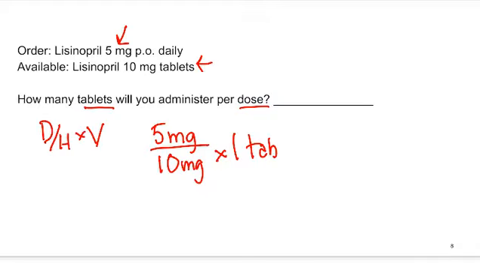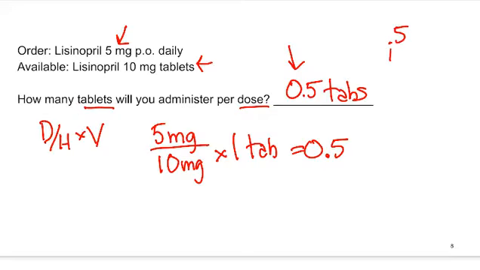I'm going to do that math. I'm going to do 5 divided by 10 and times 1, and I get 0.5. 0.5 what? Tabs. And I'm going to write that 0 in there because we want to mark that, because if I just wrote 0.5, that decimal might get lost, okay? But I would never write a trailing 0 because that could look like 50. So when you write these numbers, you want to put a 0 in front of the decimal, but we do not add zeros at the end of our number, okay? So the answer is 0.5 tabs.